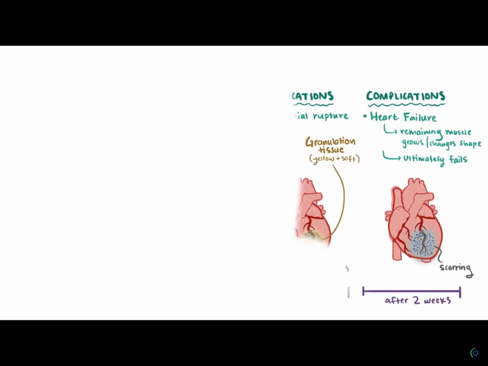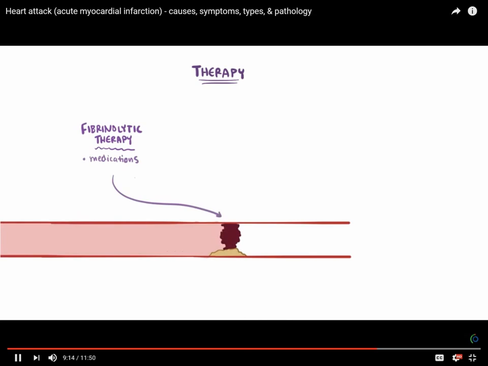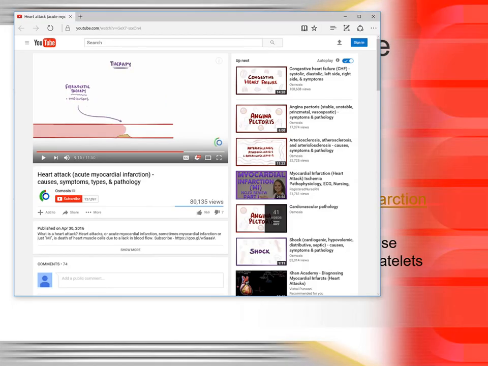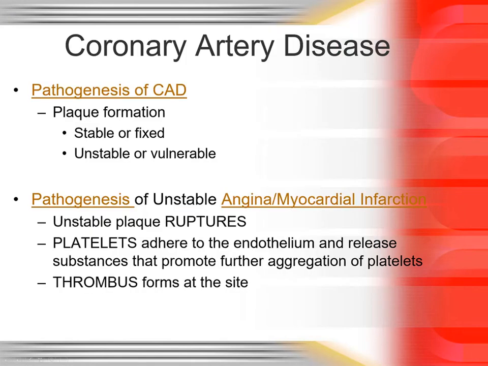Now, a potentially life-saving treatment that can be done immediately following an MI is fibrinolytic therapy, which uses medications to break down fibrin in blood clots. Okay, so we're not going to talk about the therapy and the treatment portion.